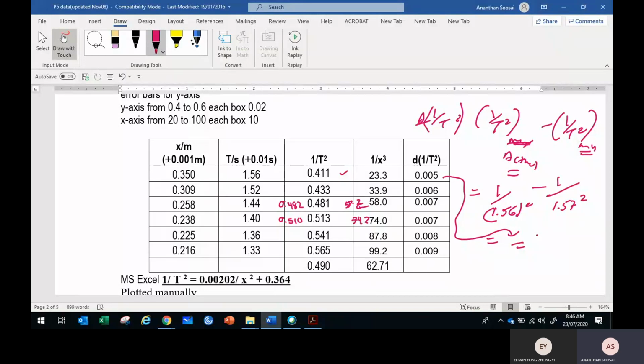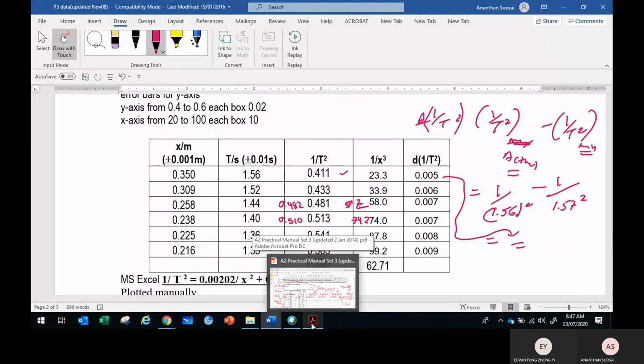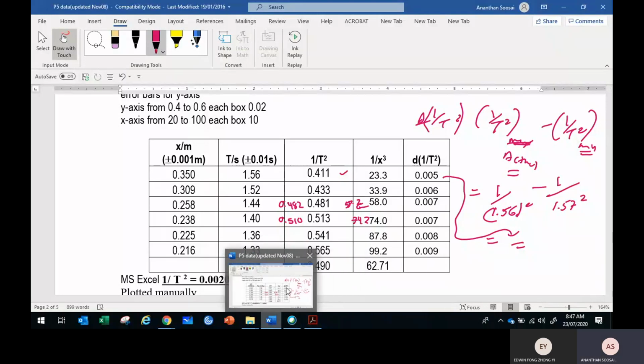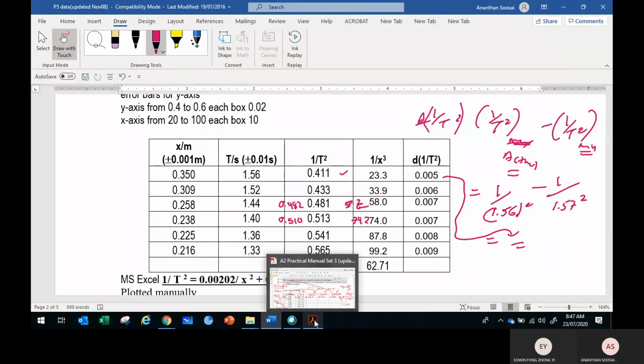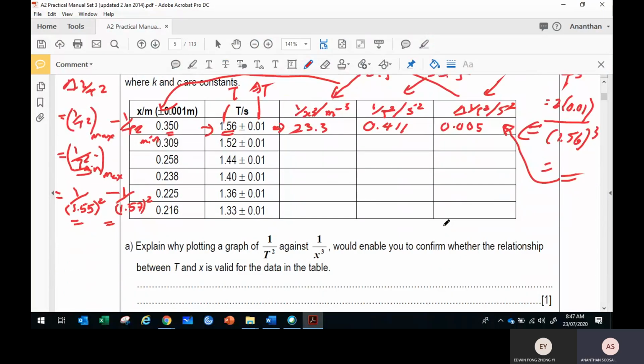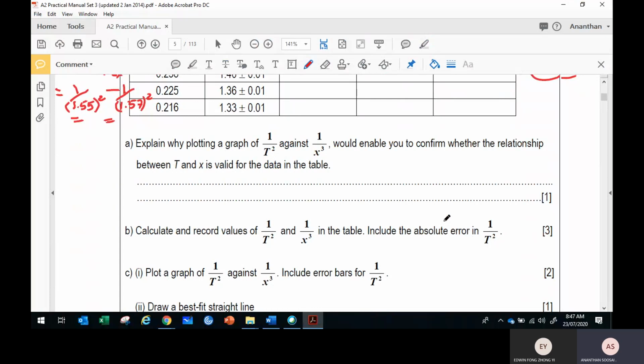Okay, continue. Ready for the next few steps. Let's continue. Back to the question. We are done with part B, 3 marks.